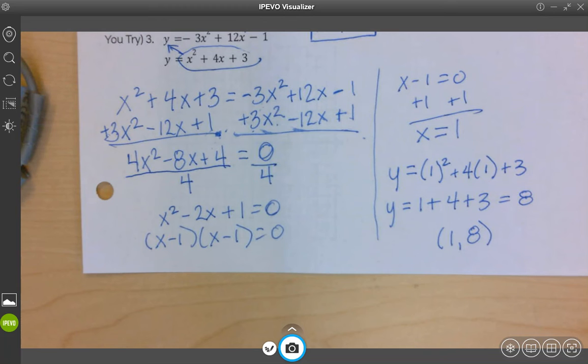All right, good news on the back. We're going to do a really easy strategy. We are only going to solve with Desmos. All right, so open up your Desmos and let's put these equations in.